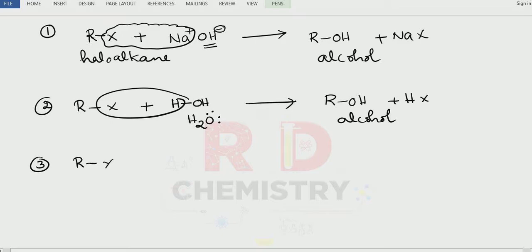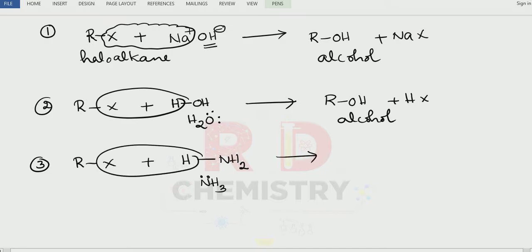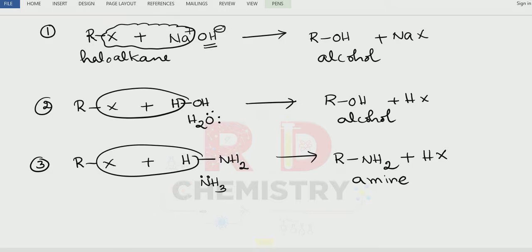Alkyl halide reacts with the ammonia. Ammonia is NH3, contains lone pair on nitrogen. So I can write this as the H and NH2. Side product is hydrogen halide. And the organic compound we are going to get is RNH2. What is RNH2? RNH2 is the amine functional group. Clear? Right?